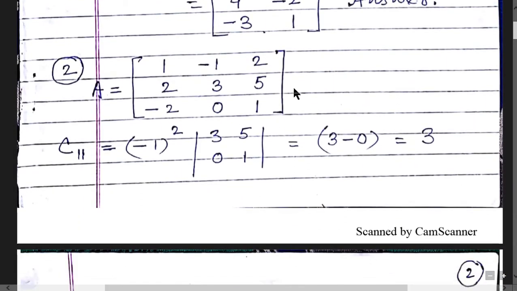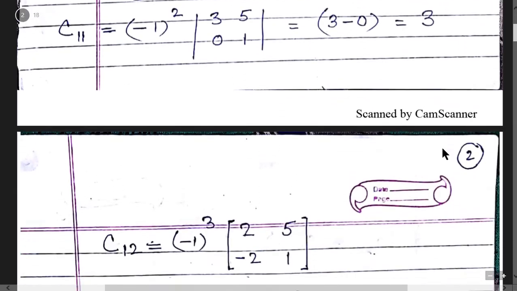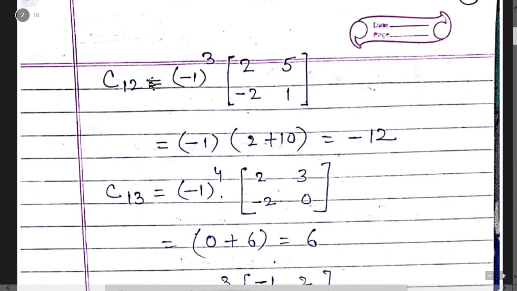Now in question number 2, a 3 into 3 matrix is there. What about C11? C11 is this element. It means you have to eliminate this row and this column. In the first row and first column, the elements are 3, 5, 0, 1. It's 3 minus 0, outside plus 1 is there. It means the answer is 3. Similarly for C12, minus 1 raised to power 3, with 2, 5, minus 2, 1. By eliminating the first row and second column, you can find this value. It's 2 plus 10, 12. Minus 1 is outside, it's minus 12.